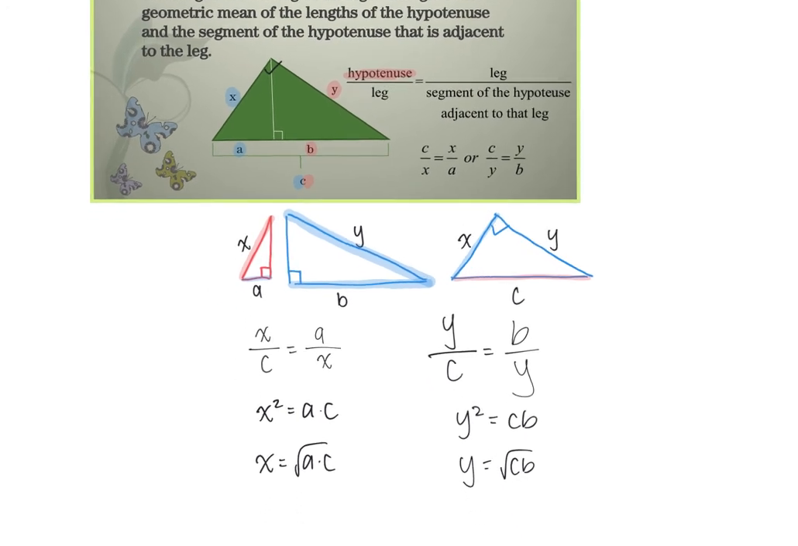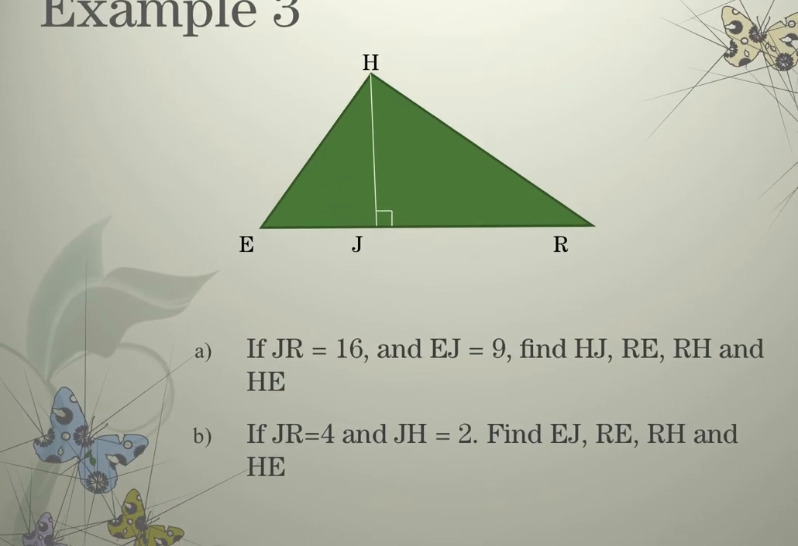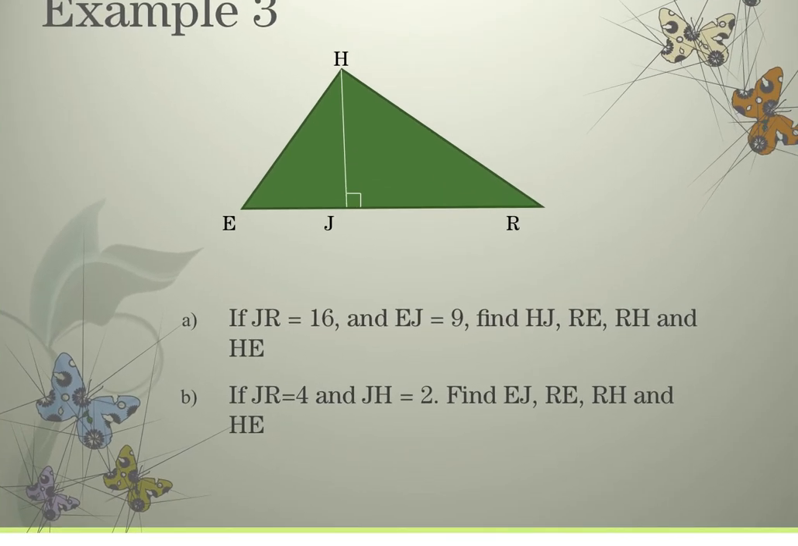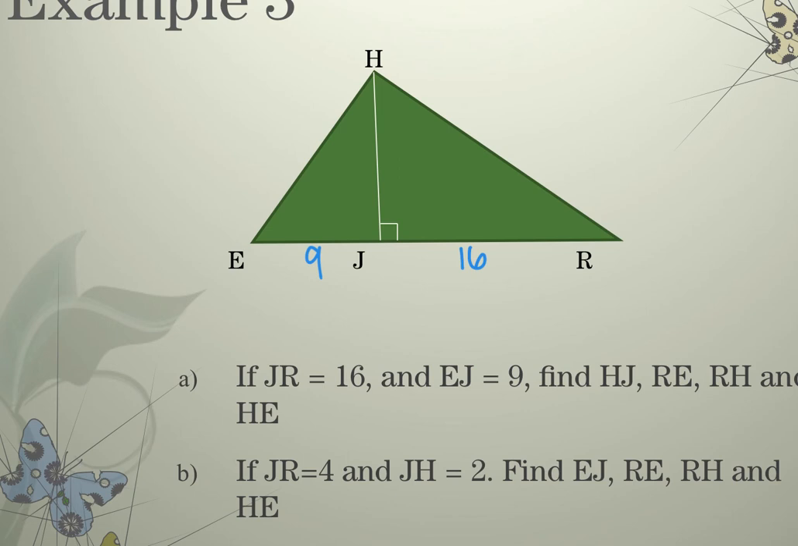All right. So let's check out some examples. Let's see an example. Okay? So go to example 3. It says that JR is 16 units, EJ is 9, and let's find HJ. So HJ is going to be this segment right here.